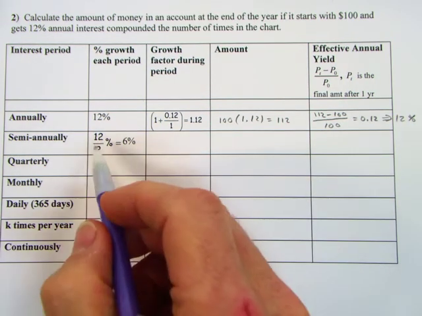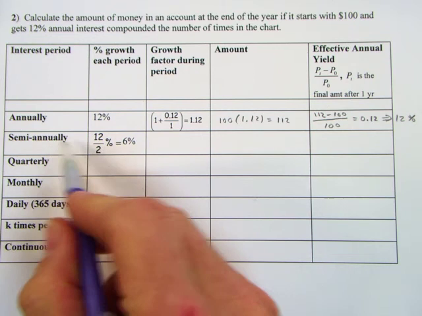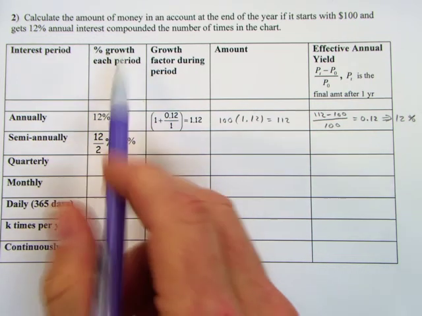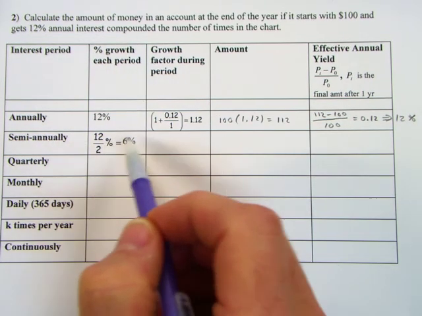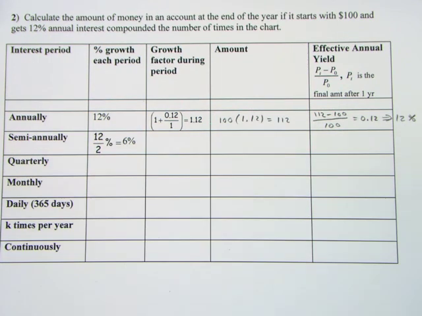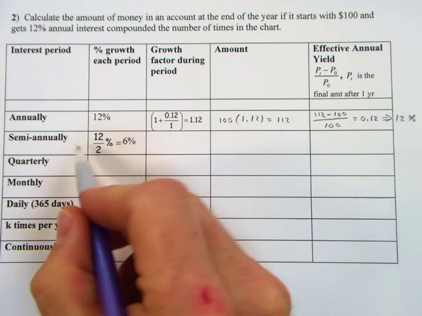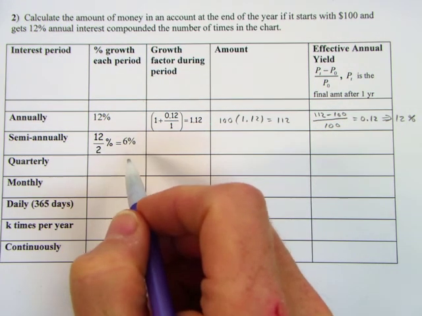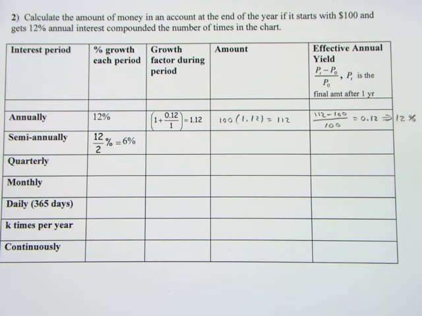We have semi-annually. We're going to compound this interest semi-annually. So that means we take 12 divided by 2. It means we get 6% each 6 months. Okay, so twice a year we get 6%. Now the benefit of this is we're going to get the 6%, and then when we get the second 6%, it's going to be interest on the interest we've already received. This is the beauty of compounded interest.